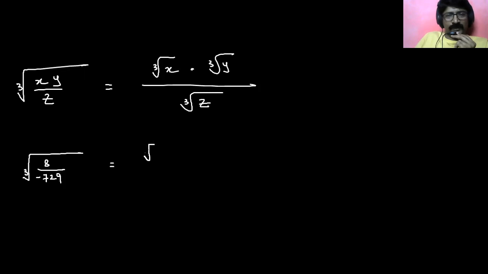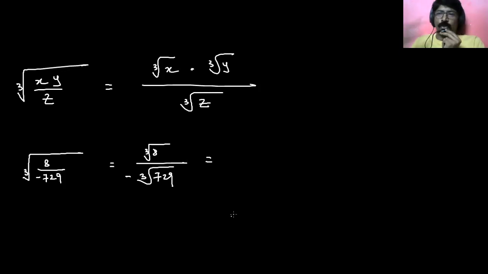Simply, you can do something like this: cube root of 8 divided by cube root of 729. Oh, there is a negative sign. Can you put this negative outside? Yes, sure, you can do that too, because we learned in property number 2 that the cube roots of negative numbers are always negative. So, what is the cube root of 8? We know that's 2. And what's the cube root of 729? That's 9. And this negative sign, you can put it over here.